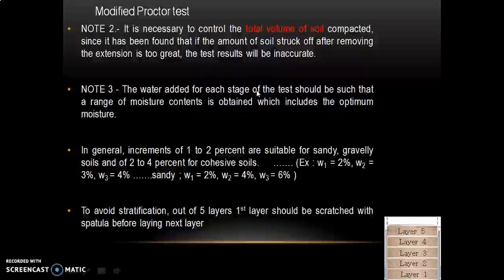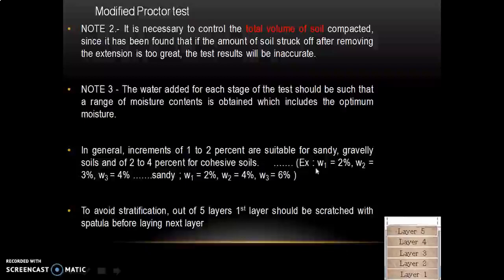And the water added in each stage should be such that the range of moisture content obtained includes the optimum moisture content. That is, increments of 1 to 2% are suitable for sandy gravelly soil and 2 to 4% for cohesive soils.